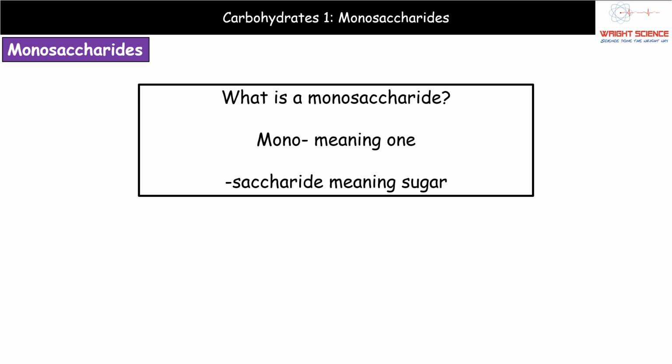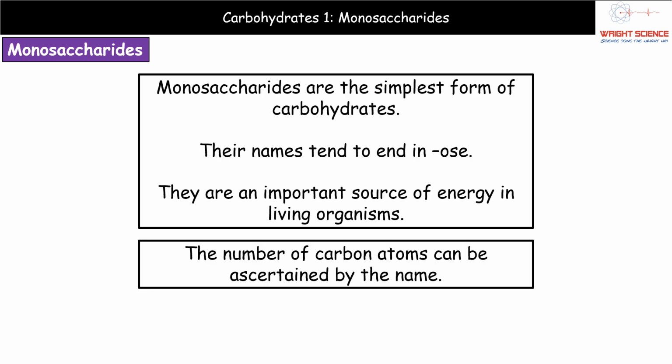So in this video, we're going to be looking at the monosaccharides. Now, if we break that word down, mono just means one and saccharide means sugar. So when we're talking about these monosaccharides, we are talking about single sugar molecules. These are only made of a single unit, hence monosaccharide, one sugar. Because these are only made of that single unit, they are the simplest form of our carbohydrates.